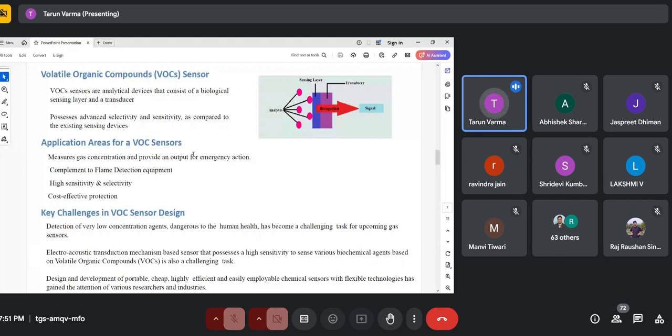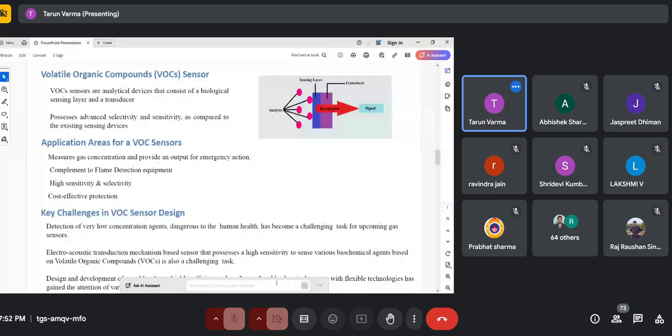It is a microacoustic transducer. One of my students has done it using this transduction mechanism, and that possesses high sensitivity to sense biological and chemical agents, biochemical agents based on VOC. That is a challenging task. And then design and development of these things as a flexible device.